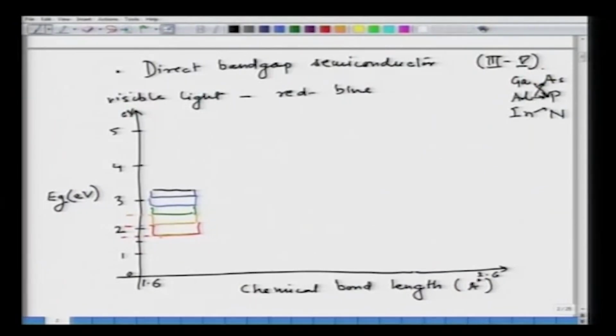So, in this 3-5 system, the first system which was used for making LED was gallium arsenide, and if we look at gallium arsenide, it has the value closer to this, and it gives emission in red or yellow. Gallium arsenide, aluminum arsenide. It is a very interesting system.